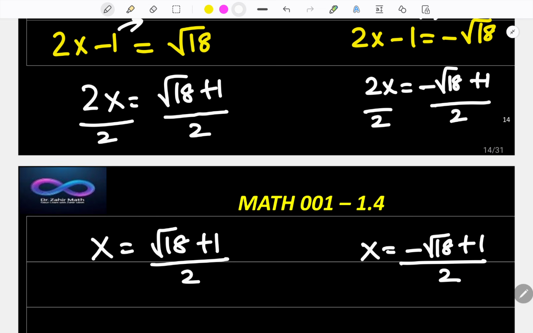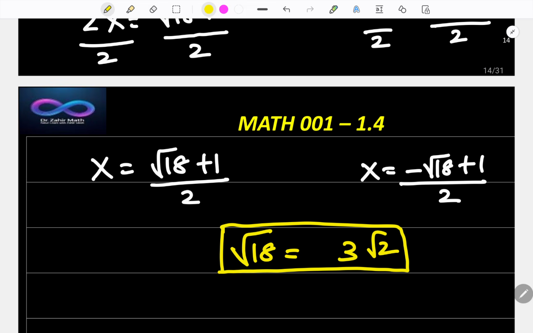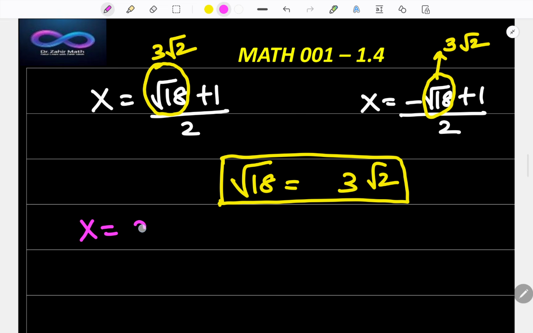But for me, I'm quickly thinking, root 18, you put in the calculator everybody. If you put root 18 in the calculator, you will get 3 times square root of 2. In this case, you have to do the simplification. Keep in your mind, last problem we got square root of 14, there is no simplification. So this square root of 18, I'm going to put as 3 times square root of 2, and this also as 3 times square root of 2. So what happened to my answer? x equals 3 times square root of 2 plus 1, divided by 2.